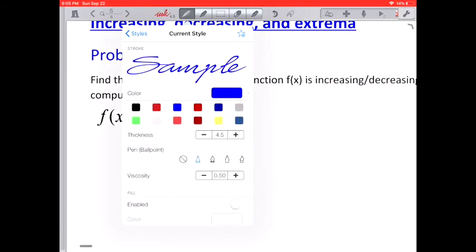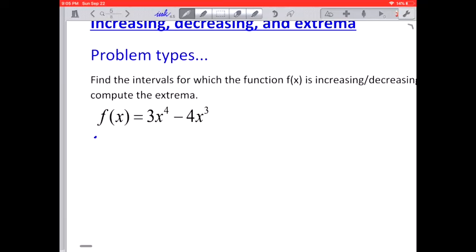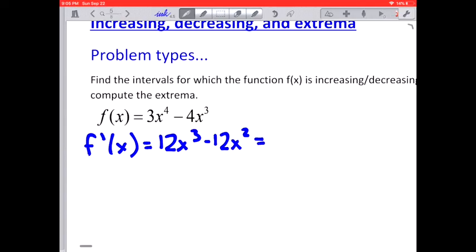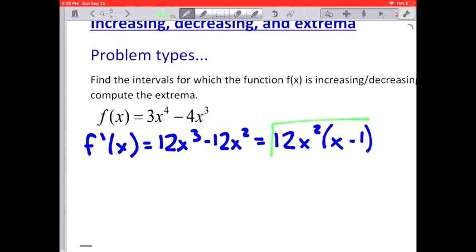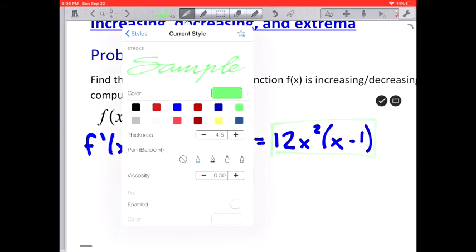So the first thing I'm going to do is take my derivative. I get 12x cubed minus 12x squared. That isn't the best, so I'm going to factor it. Factor out a 12x squared, that leaves me with x minus 1. This is my factored form. It is my friend. I'm going to set that equal to 0.